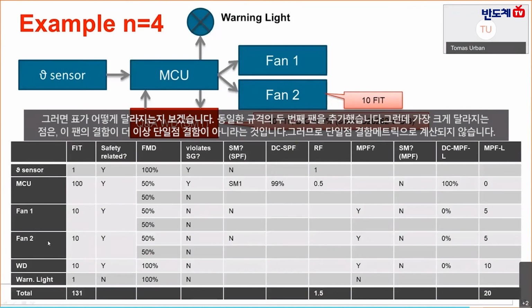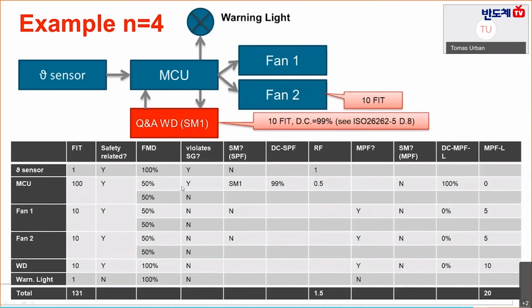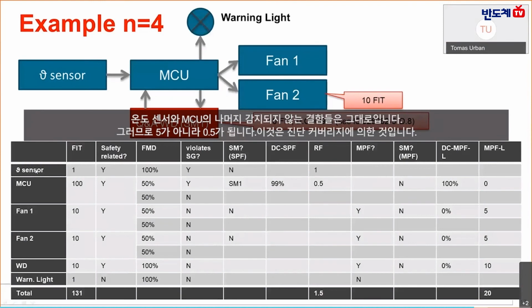We of course added the second fan with the same parametrics, but the big change is that the failure of the fan is not a single point fault anymore. So that means that this is not calculated in the single point fault metric. Basically what remains is the temperature sensor and the rest of the undetected faults of the MCU. So instead of 5, we have 0.5 because of the diagnostic coverage.